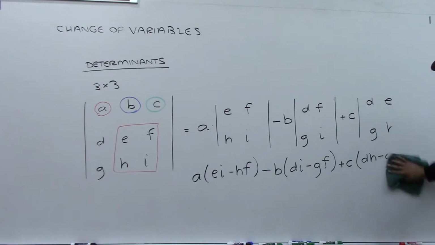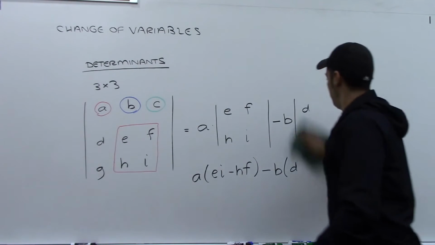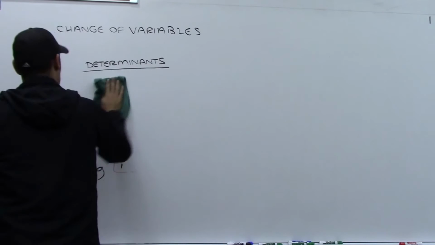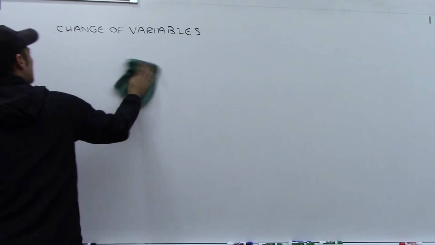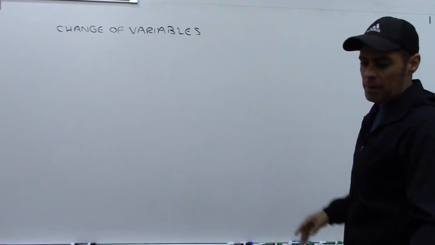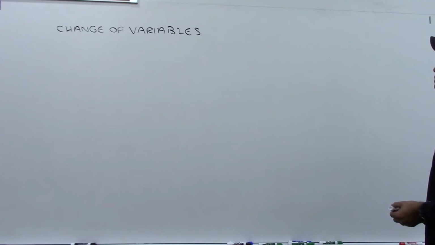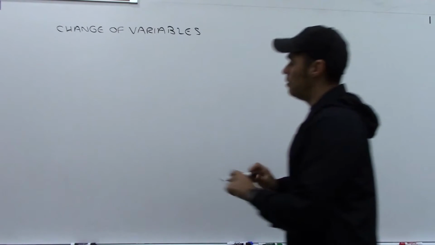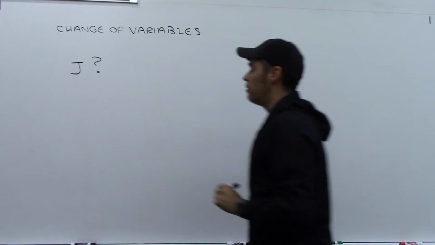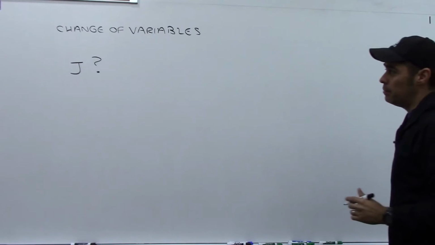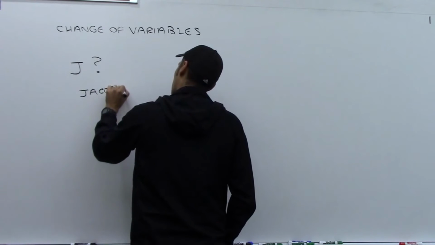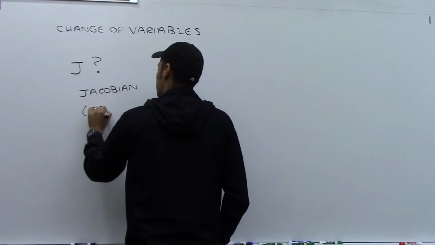So now let's go back. What's most important there is the method. Now that method also extends out to 4 by 4, but I won't get into that. Okay, so what is the capital J? That's the question. What is that capital J whenever we are trying to do our change of variables? Well, capital J stands for what's called the Jacobian, sometimes referred to as the Jacobian determinant.